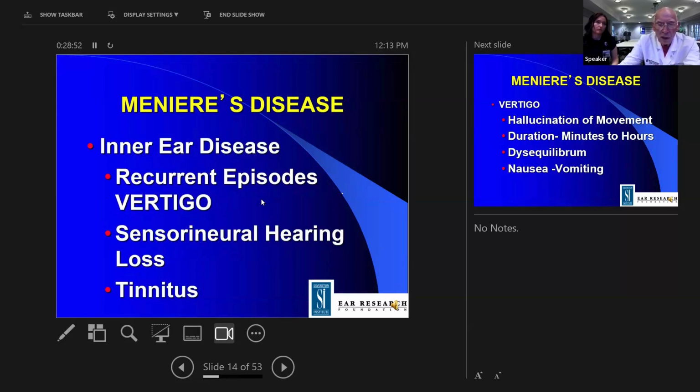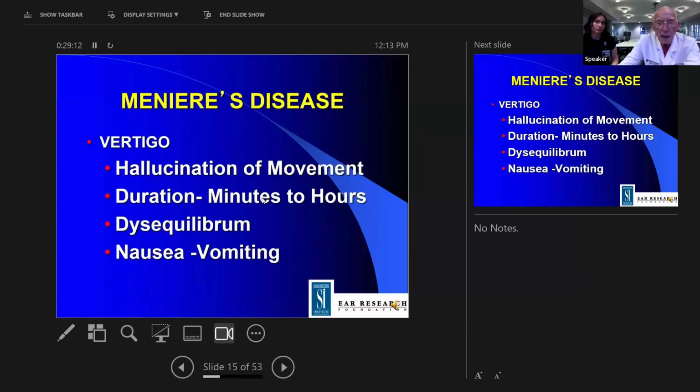Also, patients have fluctuating hearing loss in the ear, usually low tone hearing loss. That usually gets worse with the episodes of vertigo. They also can have roaring tinnitus in the ear and pressure and fullness in the ear during the attack of vertigo. The attacks of vertigo usually last from minutes to hours. They can see the room spinning around. They're unable to walk. A lot of times there's nausea and vomiting, and most patients have to go to bed when they're having an attack of Meniere's disease.